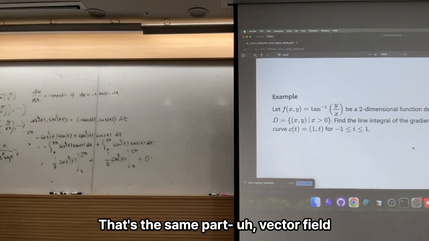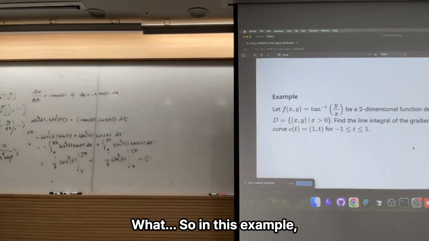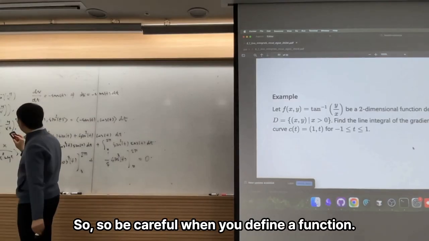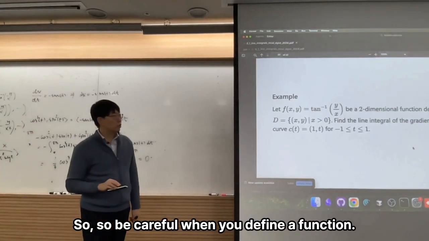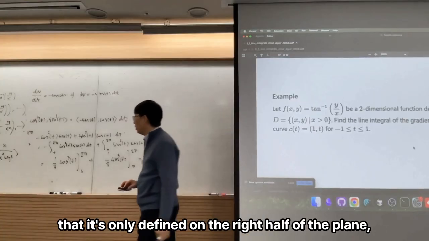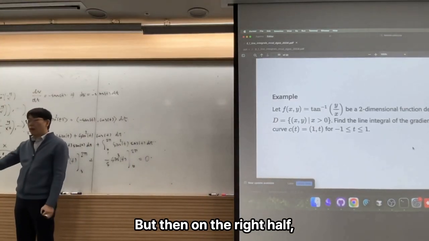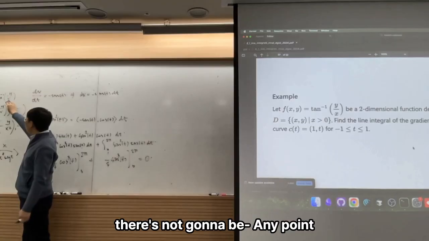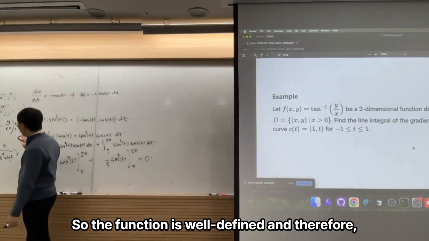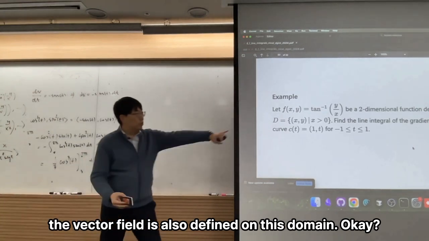That's the same vector field we just saw in a previous example. In this example, be careful when you define a function. This function is only defined on the right half of the plane. When x is 0, it's not defined, right? But in the right half, there's not going to be any point with x equal to 0. So that's fine, the function is well defined. And therefore, the vector field is also defined on this domain.